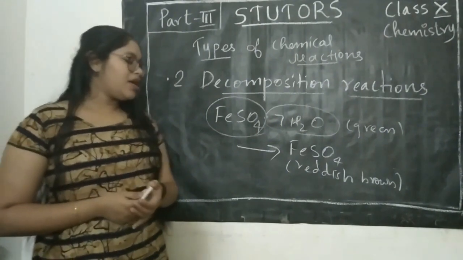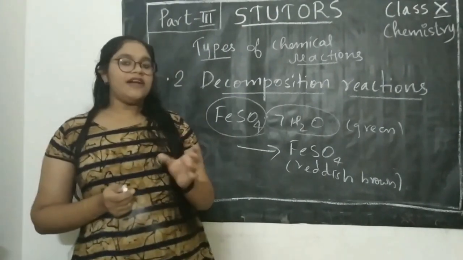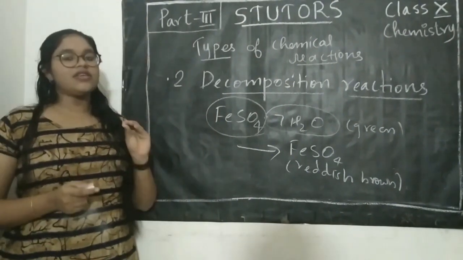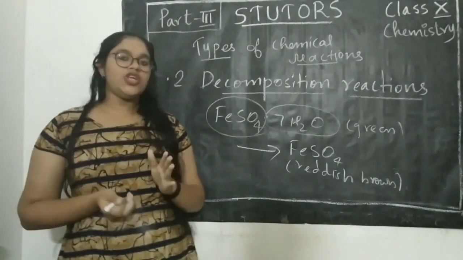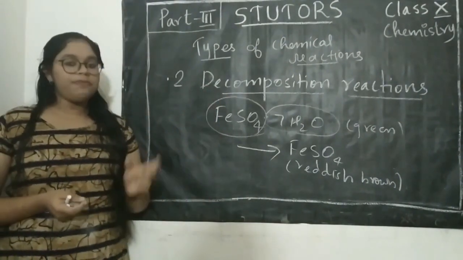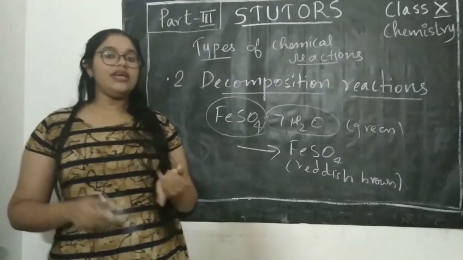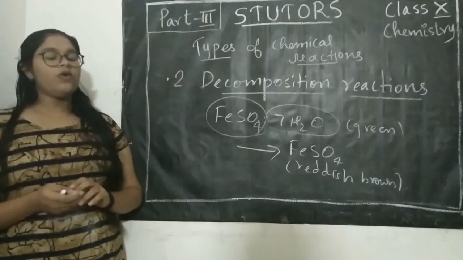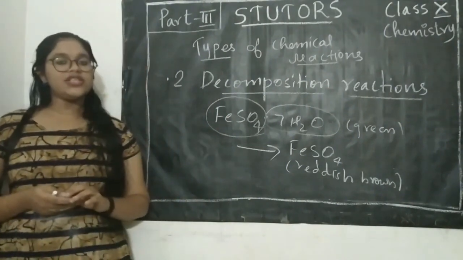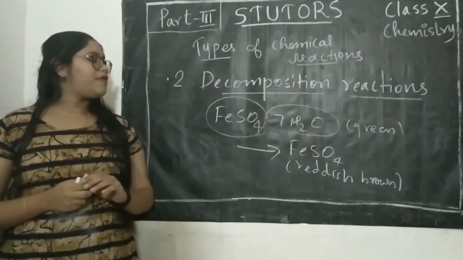Now, what is the reason for the characteristic odor? The sulfur compounds, that is SO2 and SO3, produced during the reaction give the characteristic odor. Hence, these are the changes that happened in the reaction, and it is a decomposition reaction because a single reactant, FeSO4, is converted into three products, Fe2O3, SO2 and SO3. When a single substance decomposes into two or more products, the reaction is known as a decomposition reaction. So, this is the first example of decomposition reaction.